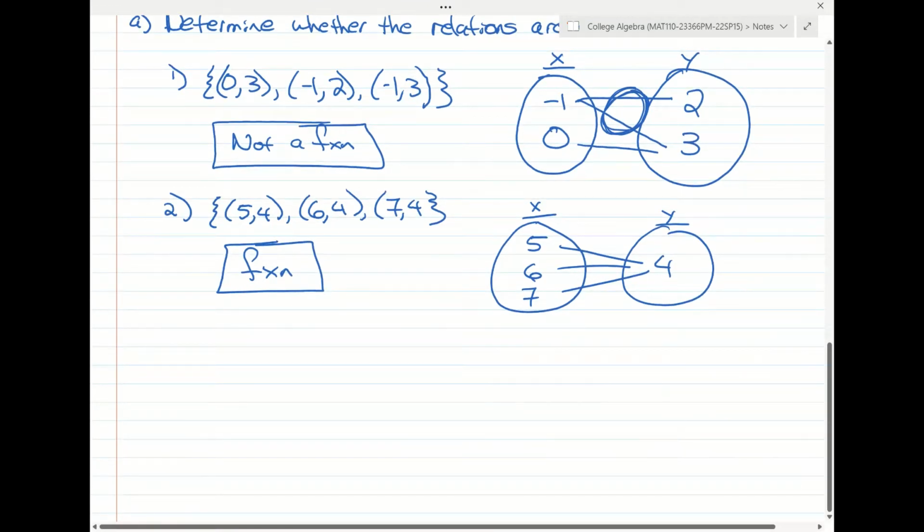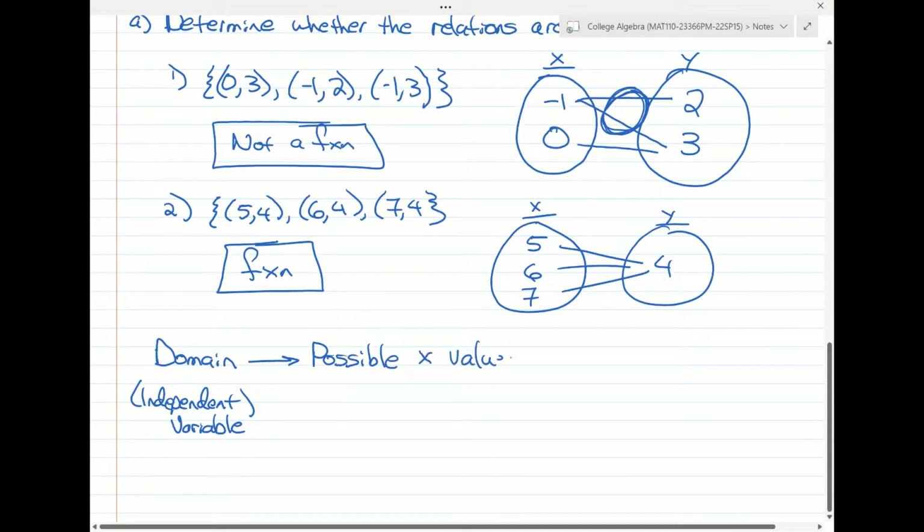A few more definitions. We have something called the domain. Sometimes it's referred to as the independent variable. And the domain are just possible x values from least to greatest.